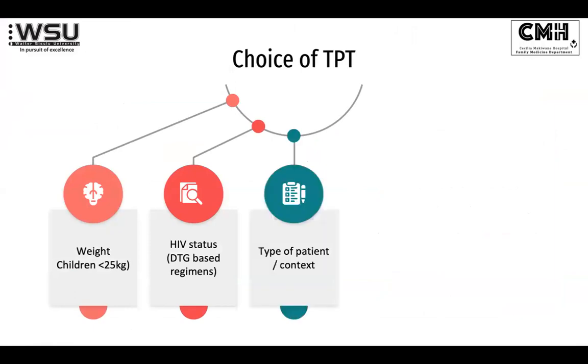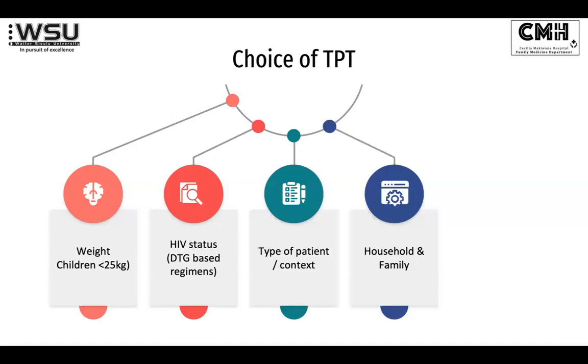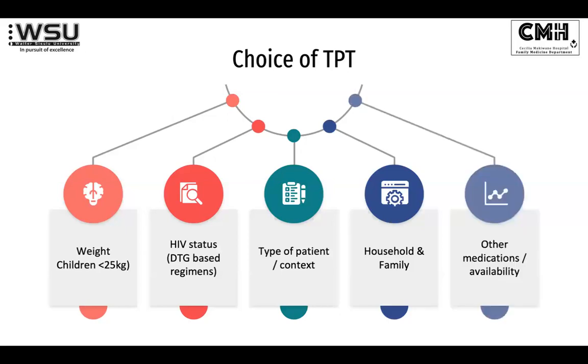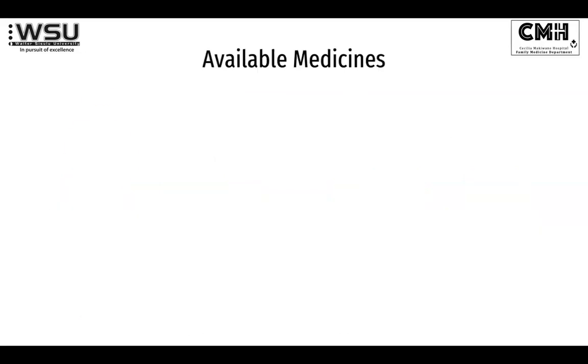It's going to depend on the type of patient and the context. It's going to depend on the household and family. So the guideline is trying to make it easy. The idea is that if you've got a household with all kinds of different people, try and give them all the same kind of TPT so everybody knows that they're all doing the same thing, just to make it easier for adherence. And it obviously depends on what other medications the patients might be on, and also whether you have the actual drug in stock.